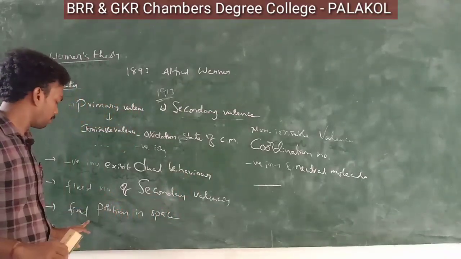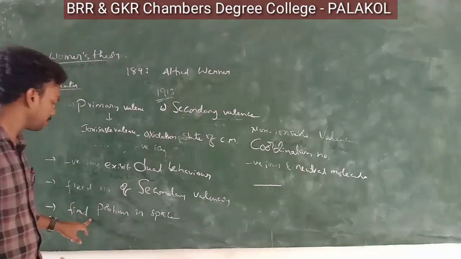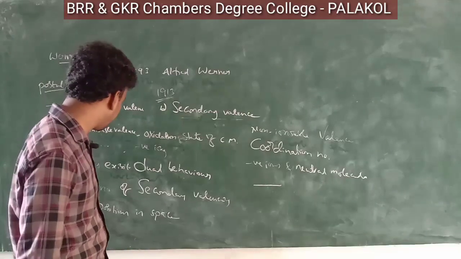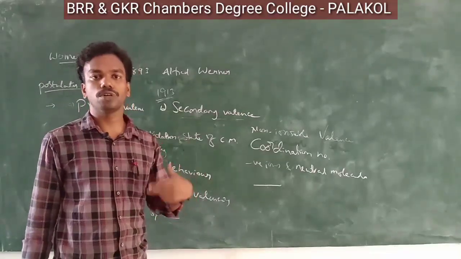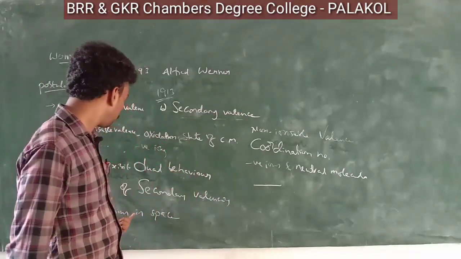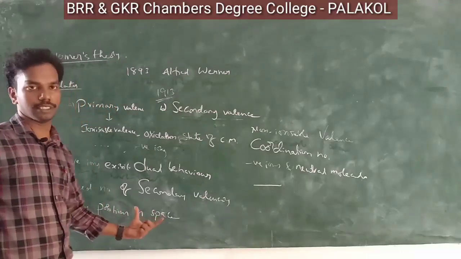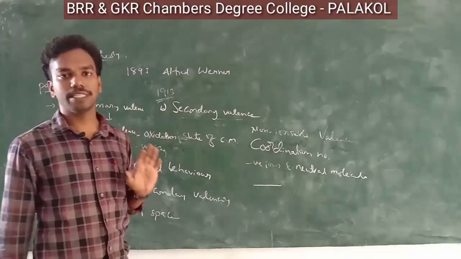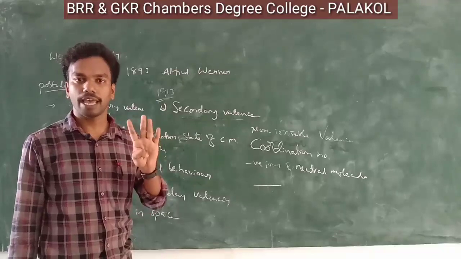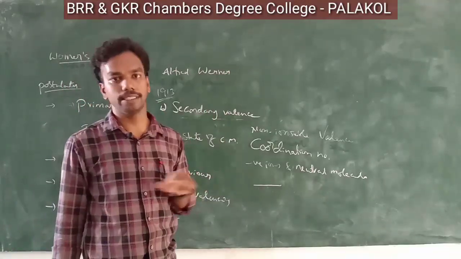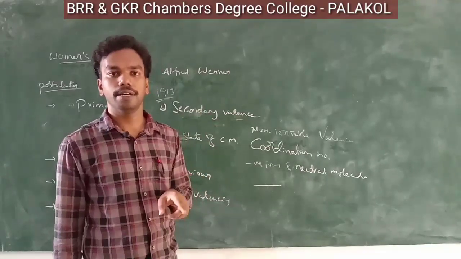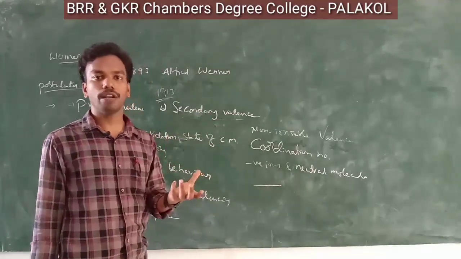Okay, so this is postulate number 4. What does this mean? The secondary valencies are oriented towards the central metal atom in fixed positions around the central metal atom. For example, if you have a 4 coordinate complex, that means around the central metal atom there are 4 ligands. These 4 ligands are arranged either in a tetrahedral manner or in a square manner.